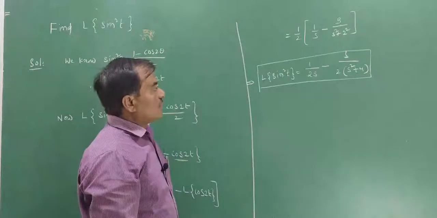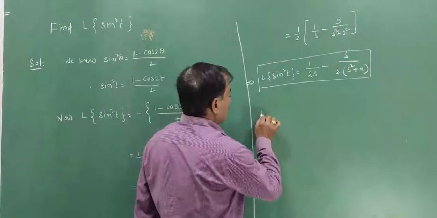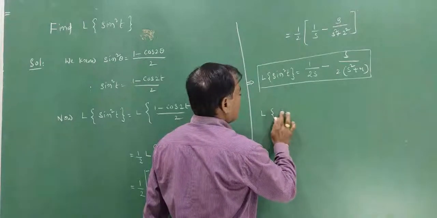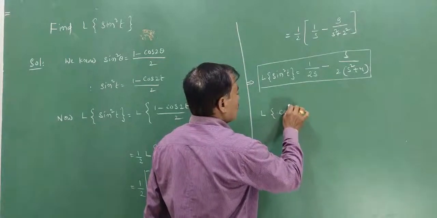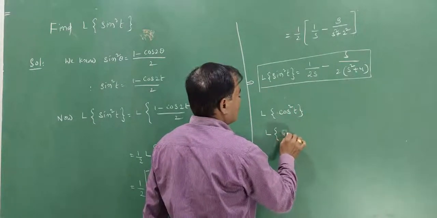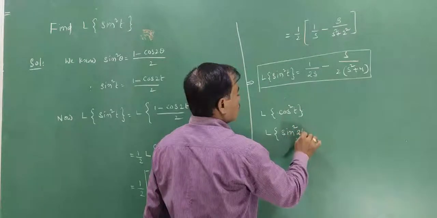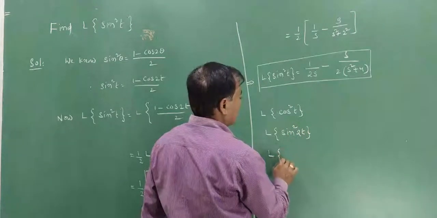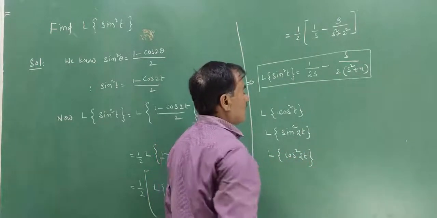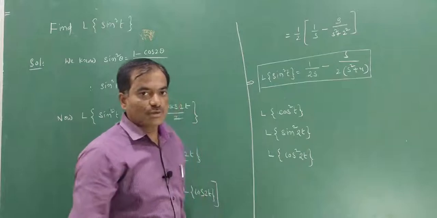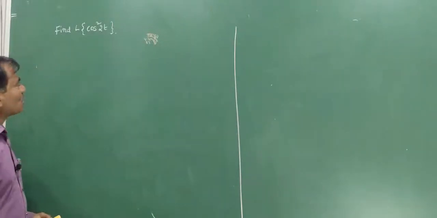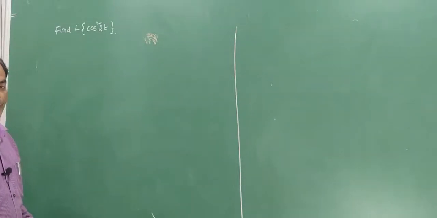Similarly, we have to find the Laplace transform of cos square t, the Laplace transform of sine square 2t, and the Laplace transform of cos square 2t. So these are examples of these kinds of problems. Now this is the next example: the Laplace transform of cos square 2t.